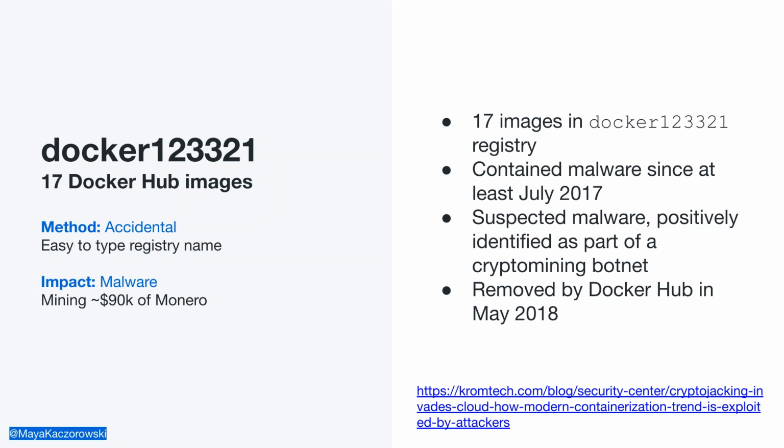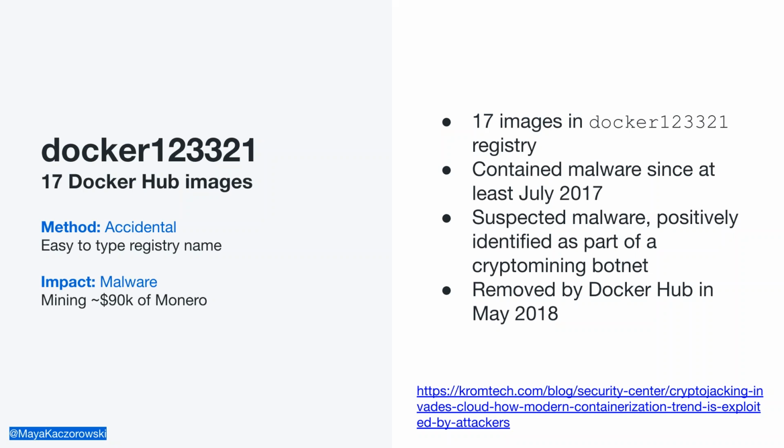Fortinet was able to link these images to a cryptocurrency mining botnet definitively in early May 2018, and within days, the images were probably removed from Docker Hub. Nonetheless, in that time period, the 17 images in the registry were downloaded over 5 million times. These images contain some malware for mining cryptocurrency locally, in this case Monero, and sending it to a remote server. It's estimated that over $90,000 US of Monero was mined by these images in that time period.